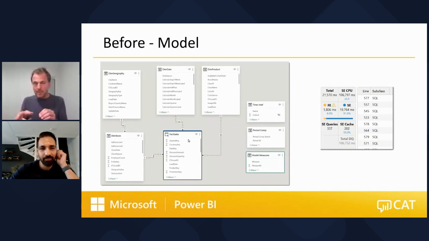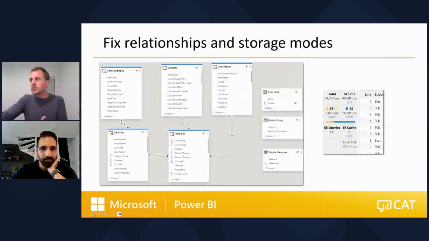And also, remember how I said my fact table was in direct query mode? When you're doing that, your DIMs should be in dual mode. And these ones here are currently import. So just changing these three tables from import to dual mode, and just changing these relationships to be one directional, the standard relationship, that took me to here.